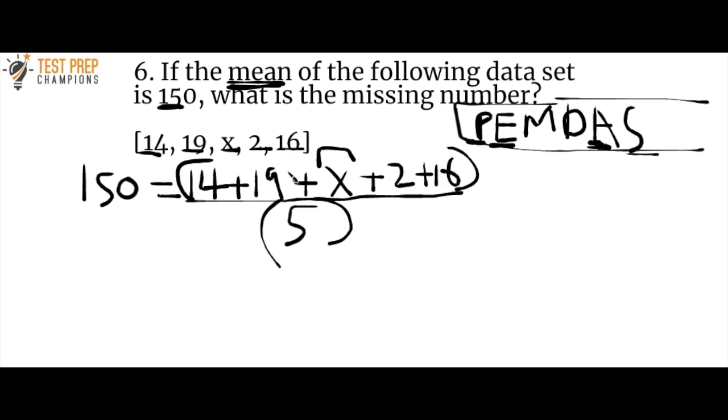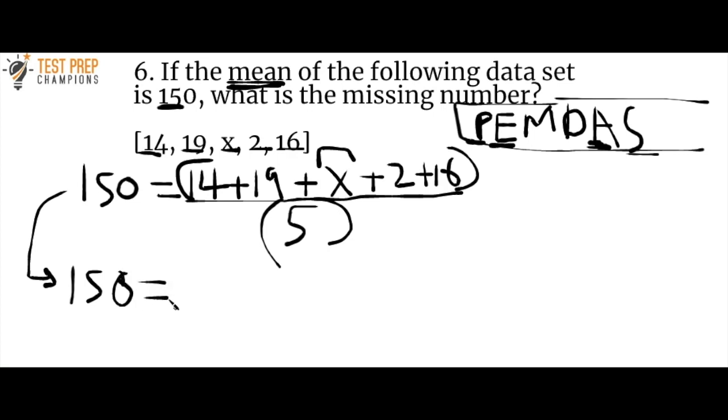So basically what we're going to do here is we're going to simplify everything up here. So we would do 14 plus 19 plus 2 plus 16. All right, and if you do that in your calculator, you'll find that that equals 51. So let's bring this all down here.